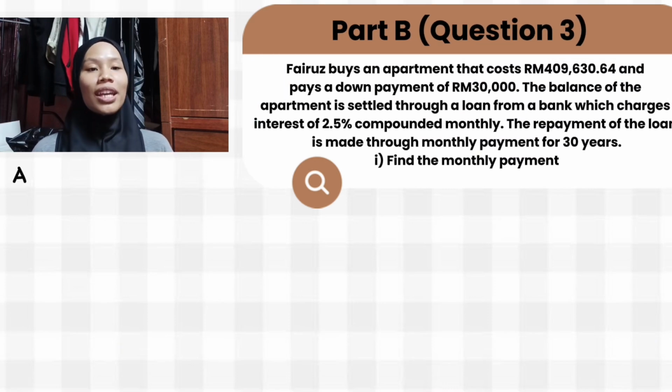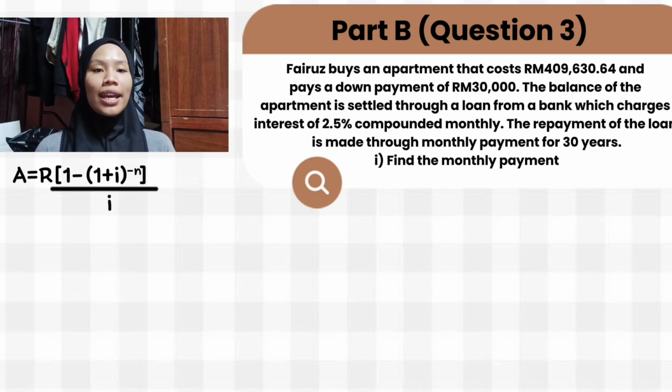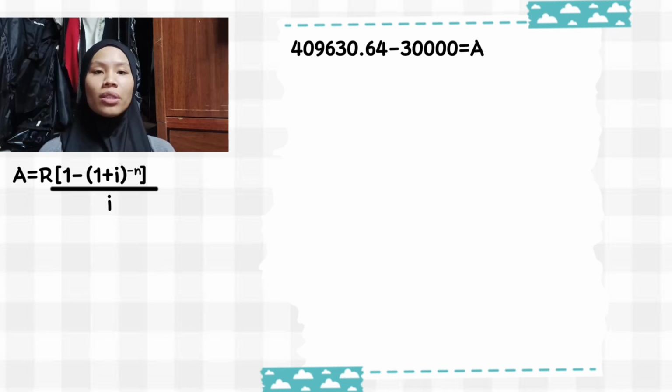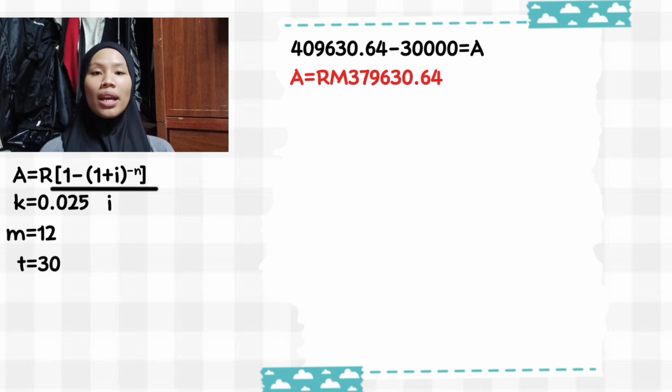For question number 3 part B, it is actually in the chapter Annuity. So, we will use the formula A equals R, 1 minus 1 plus I to the power of minus N, over I. The information given is RM 409,630.64 minus 30,000. It is because Farouz paid a down payment. Then only we can get RM 379,630.64 as our A. K for this question is 0.025, M is 12, T is 30. Meanwhile I will be 0.025 over 12. N is M times T, so it is 12 times 30, then you will get 360. We are required to find the monthly payment, which is R.